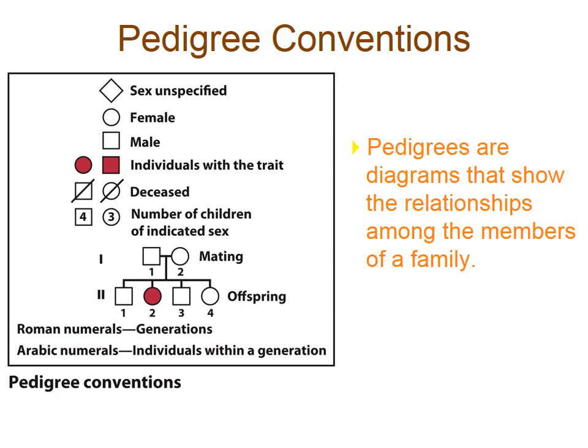This is easy, right? The Roman numerals usually indicate the generations. The Arabic numerals indicate the individuals within that generation. Pretty simple. How many of you have seen these kinds of pedigrees before? Probably somewhere. Reading the pedigrees usually isn't too much strain.